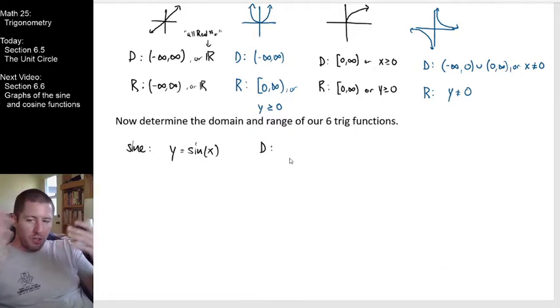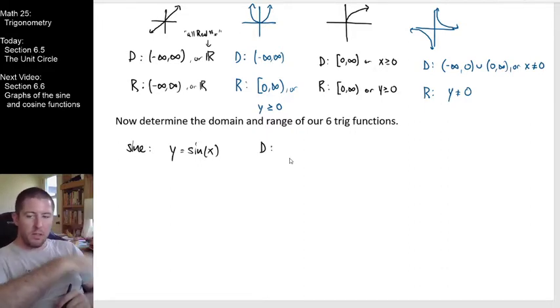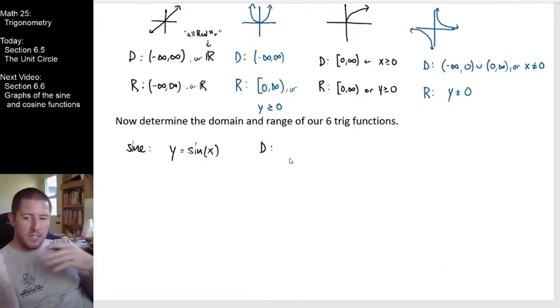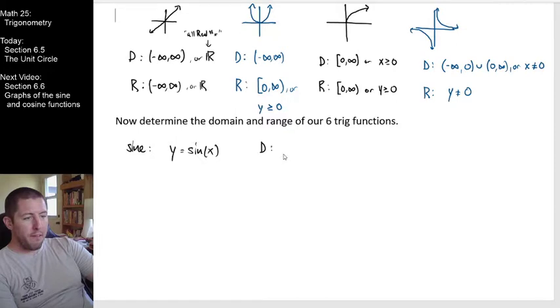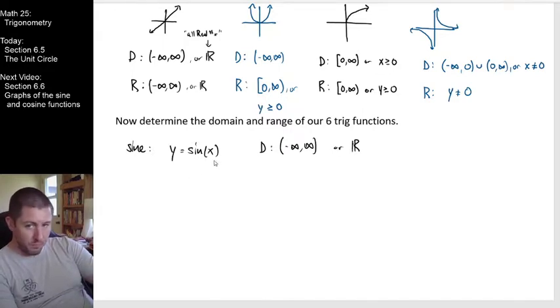If we've got extra revolutions, we chop them off with coterminal angles. If we're not in 0 to 90, we use reference angles to think about it being in 0 to 90. But we ultimately can do all of these. So our domain for the sine function is going to be negative infinity to infinity, or all real numbers. I don't care which notation you use. Whichever one you're already comfortable with, do that one.